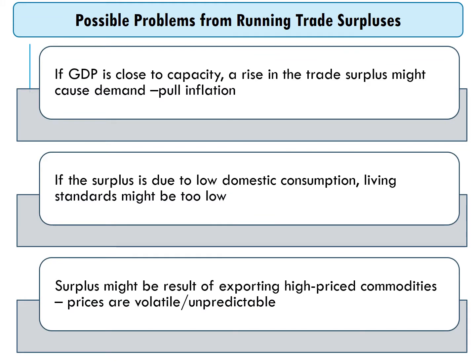The flip side of that, there may be some problems from running trade surpluses as well, having higher exports than imports. If there's a lot of demand for exports and GDP is close to capacity, that could result in demand-pull inflation. If a lot is being manufactured in a country but then not being consumed, rather exported, then that might indicate a low standard of living for people within that country. They're not consuming them, they're making them and then exporting them. And again, high price commodities might be a reason why you have a trade surplus, but if these high prices don't last for long, there could be a problem in that the surplus may disappear.